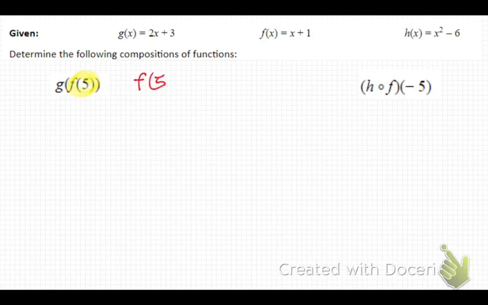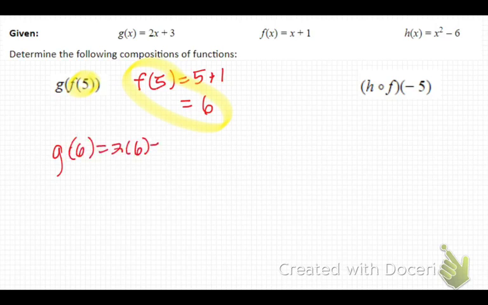It's because he stayed on the same question as us this time. So I have 5 plus 1, which is 6. Now, what do I do with that 6? I'm going to plug that into g because f of 5 equals 6. So g of f of 5 is going to be g of 6, which is 2 times 6 plus 3. So that is going to be 15.